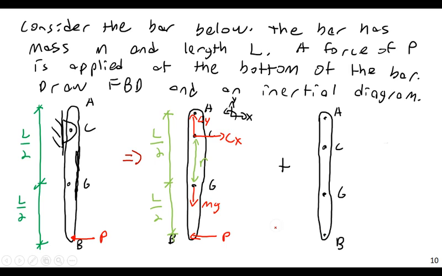So this would also be equivalent to the inertial diagram acting through G. Man, that is not to scale at all, is it? That's okay. m a_x, m a_y, and I alpha. And I alpha here. All right, so let's see what else.